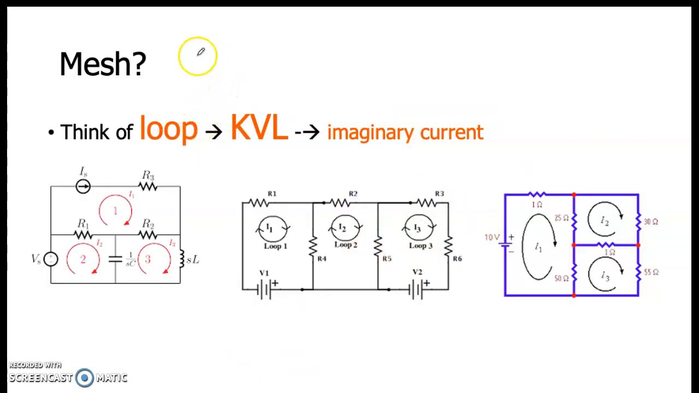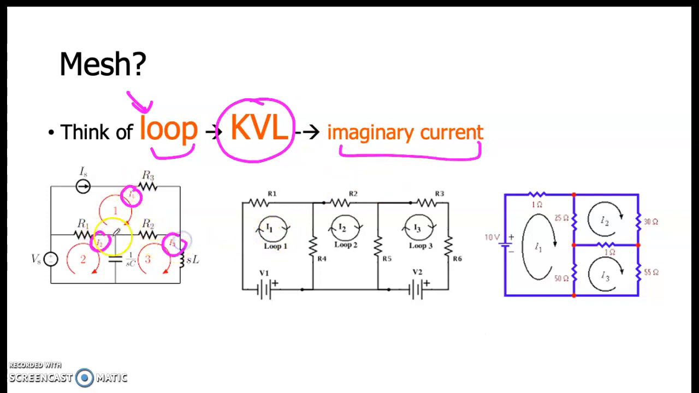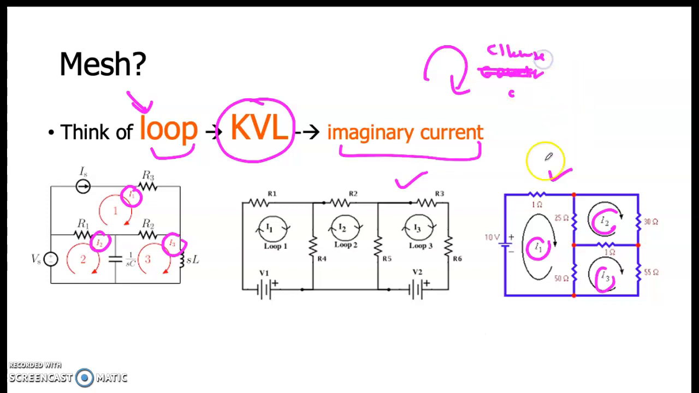Now how do we set our mind here? Mesh, always think about a loop. How many loops? Depends on how many closed paths in the circuit. After the loop, you do your KVL, and in each loop, you denote what we call an imaginary current. So let's say this is 3 loops. You have 3 imaginary currents, I1, I2, and I3. Same with here and here. So there are 3 currents here. And then you apply KVL. Always make a practice to make it clockwise.